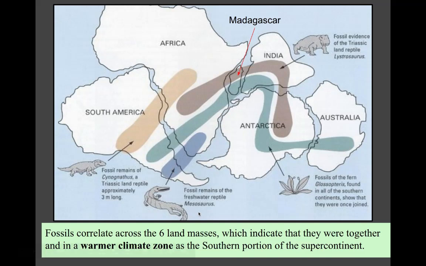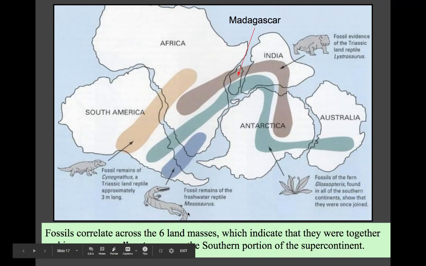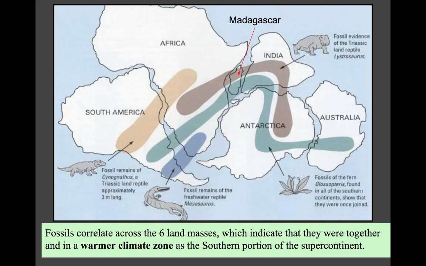I'm going to focus on the Mesosaurus, however, for our study, because the Mesosaurus is only found in South America and Africa. And again, remember, it was that freshwater reptile, lived on land, swam in freshwater, but small, wasn't this gigantic dinosaur-like creature. It could never swim the distance between South America and Africa, nor could it ever swim in salt water. So fossils correlate across these 6 land masses, and when we put the correlations or match the fossils together, we get something that looks like the map sitting in front of you.